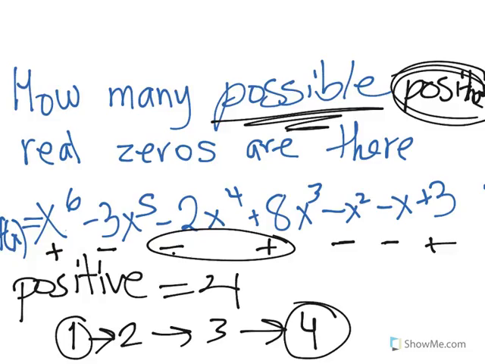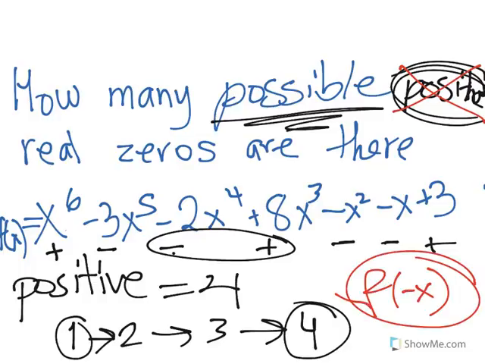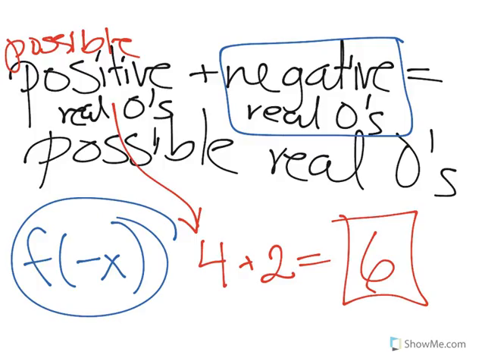And so just by knowing that the way to find the possible negative real zeros is by finding f of negative x and doing this same thing as we did before, finding the sign changes, then combining those two concepts, we are able to find the total possible real zeros of a polynomial.